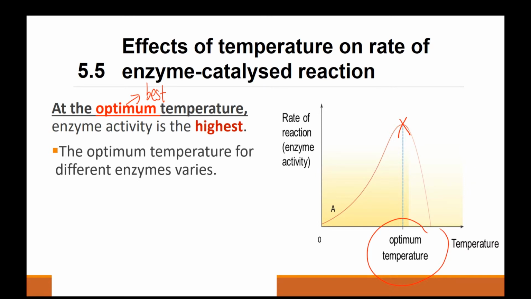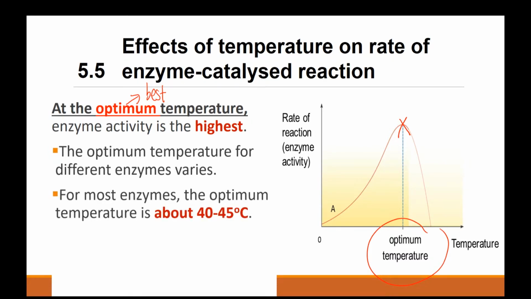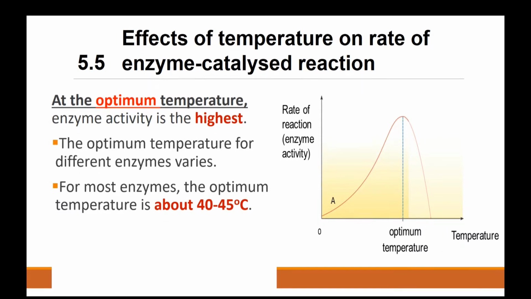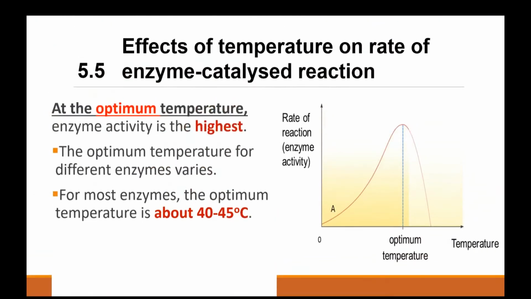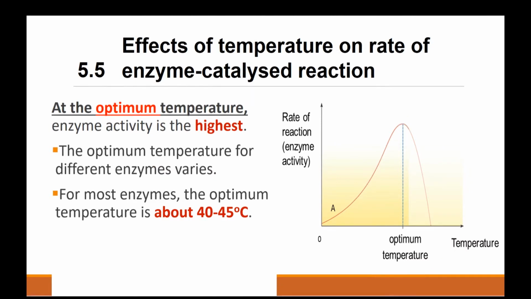But for an enzyme that's in an animal that survives in the desert or that survives in the volcano, that particular enzyme's optimum temperature will be much higher because the surrounding will only allow this kind of enzyme to be present. For most of the enzymes, the optimum temperature should be about 40 degrees Celsius to about 45 degrees Celsius. Alright, but like what I mentioned just now, different enzymes will still have different optimum temperatures.